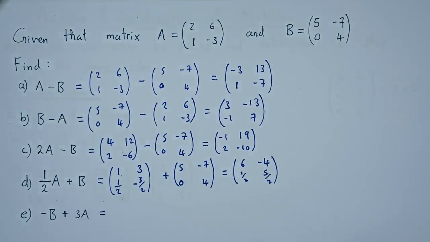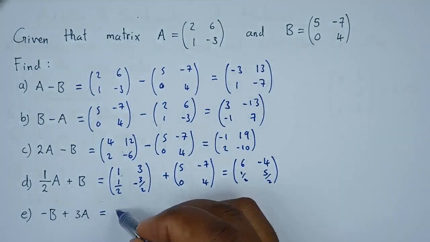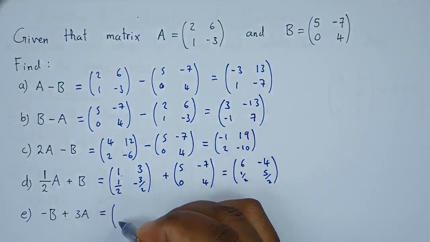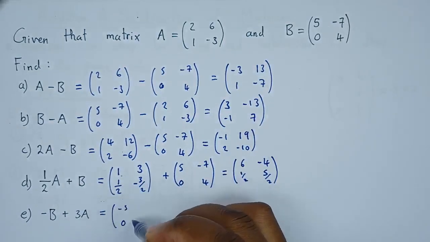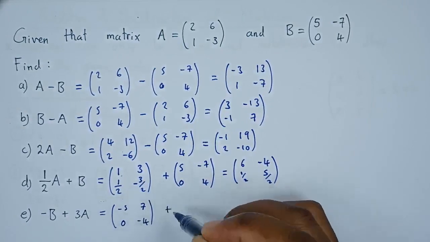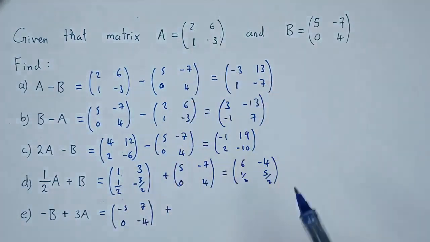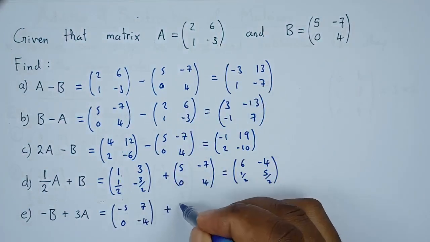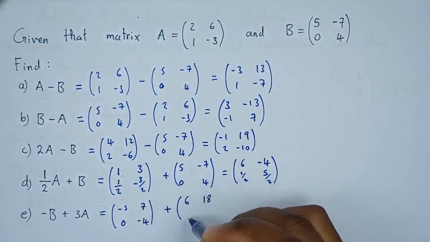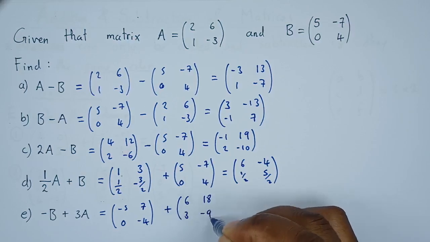Okay, let's quickly do the last question. So in negative B, everything in B will be multiplied with a negative. So we'll have minus 5, 0, 7, minus 4. Then we add it to 3A. So everything in A will be multiplied with a 3. So what do we get? We'll have 6, 18, 3, minus 9.